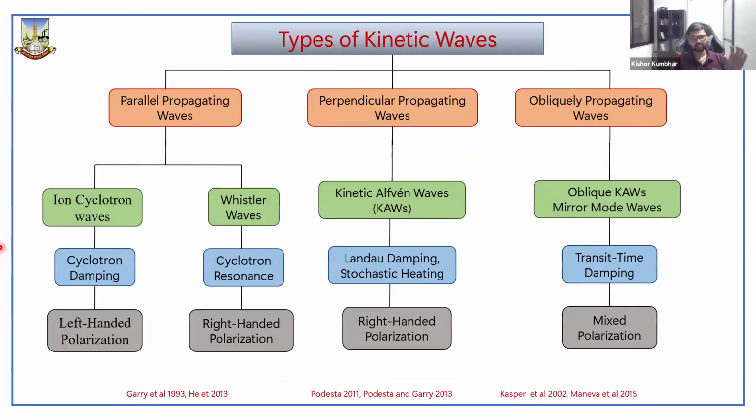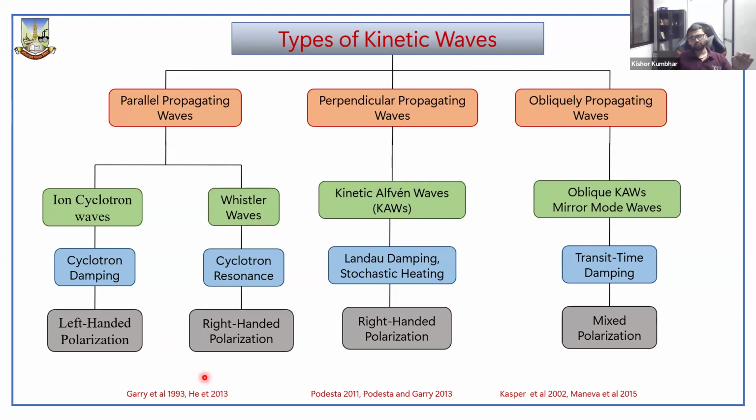Along with this, there are a few other waves which I have categorized depending upon the direction of propagation. That is the parallel ones which we have already discussed, the ion cyclotron wave, and along with it there is the Whistler wave. By parallel, I mean the propagation angle for the wave is roughly around 0 to 40 or 45 degrees, and anti-parallel, which is between 135 to 180 degrees.